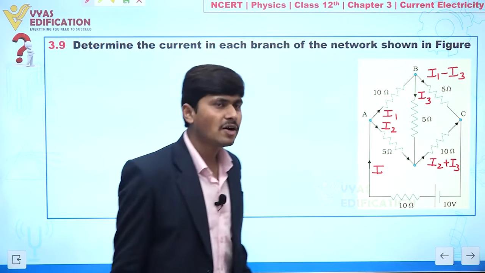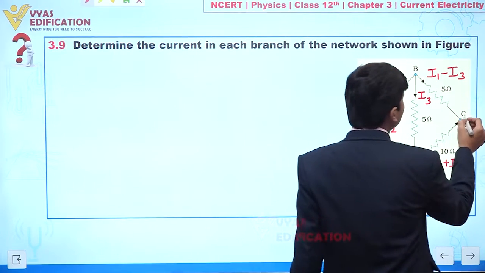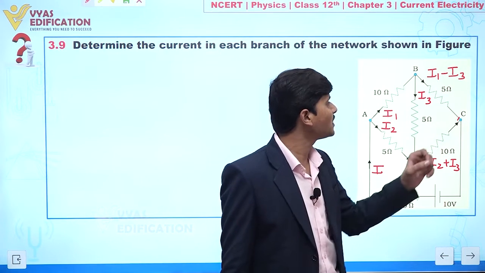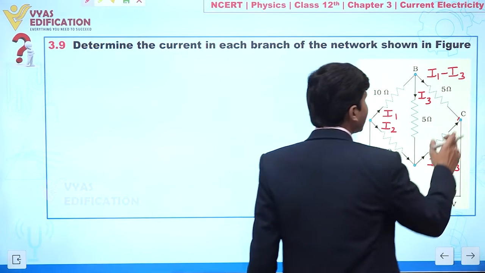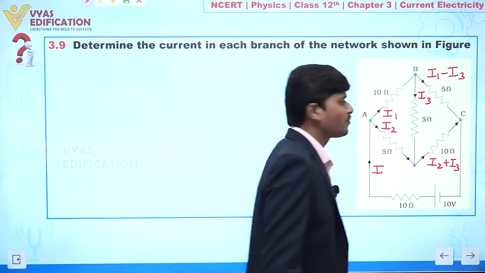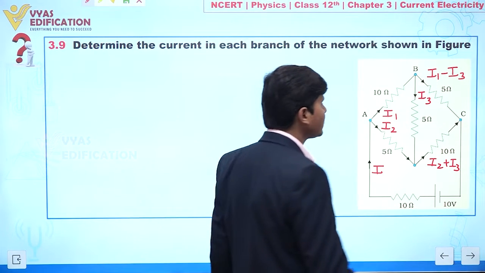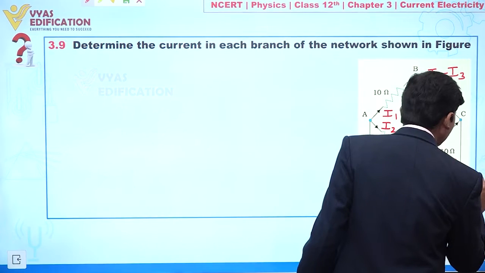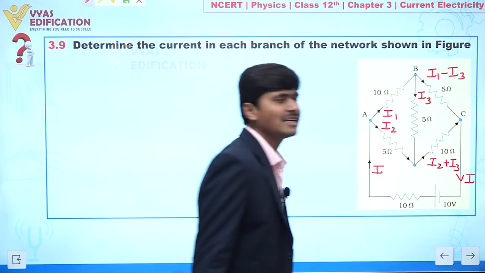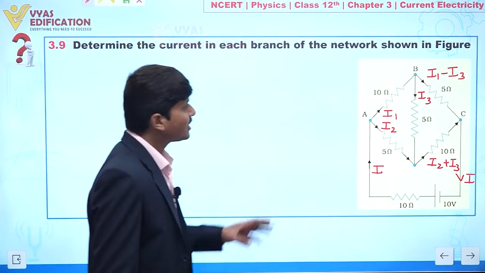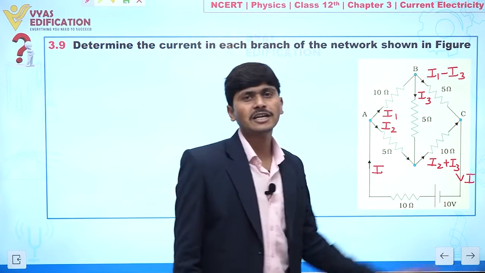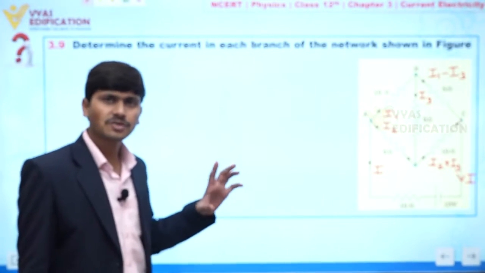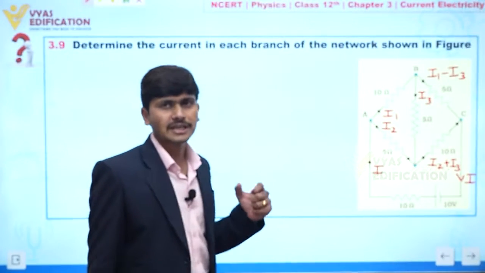Clear everyone? At point C, the incoming current is I1 minus I3, and here we have I2 plus I3. So I3 and I3 cancel out, and the total outgoing current is I1 plus I2. So I1 plus I2 means definitely we are getting current I. Clear to everyone? Like this we can distribute current in each branch of the resistors in this circuit.